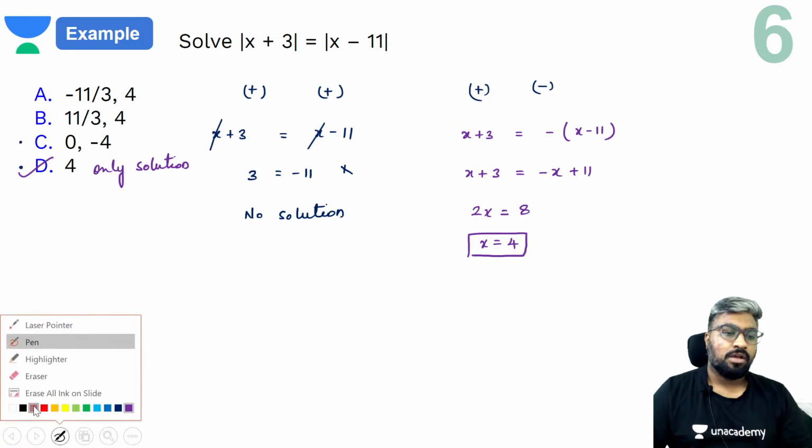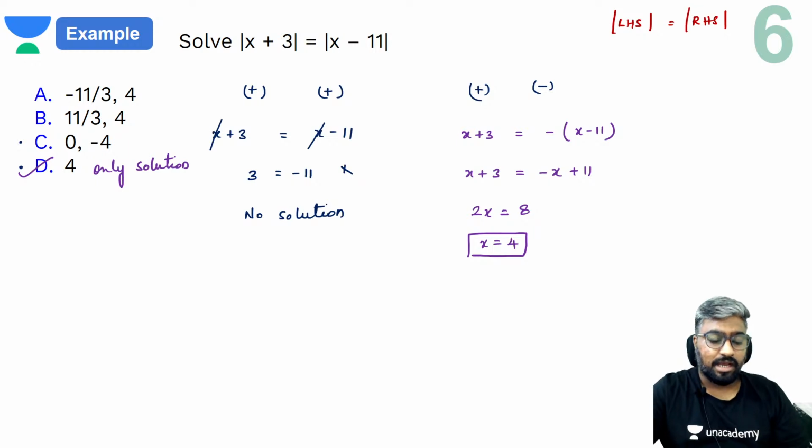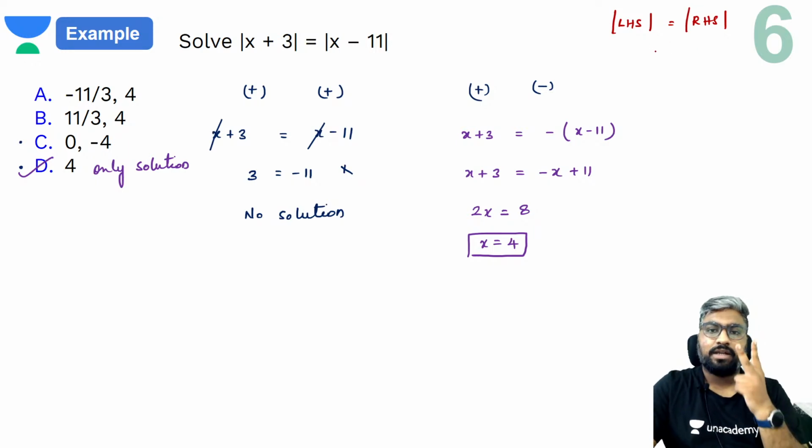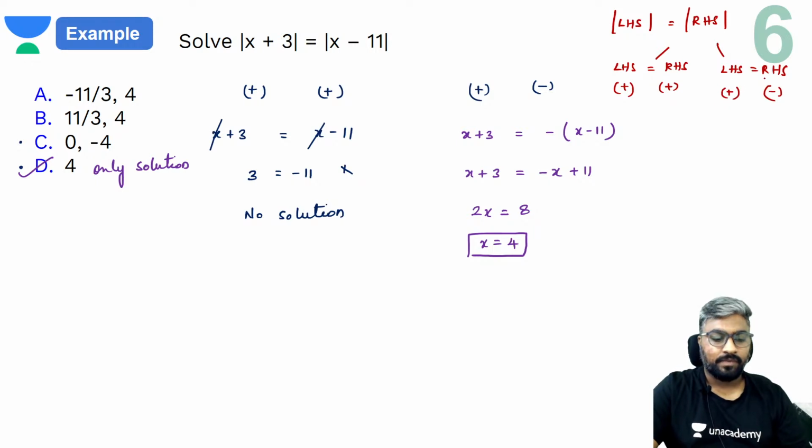Understood? Whenever you have both sides modulus, LHS in modulus and RHS also in modulus, then you have to be extra careful because you will have to take 2 cases. One, LHS and RHS both positive. And you will have to take either one of the two negative: if you take the first as positive then the second negative, or if you take the first as negative then the second positive.